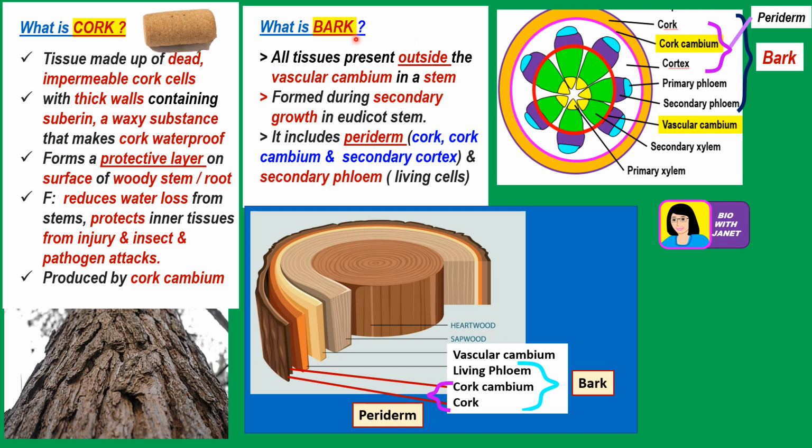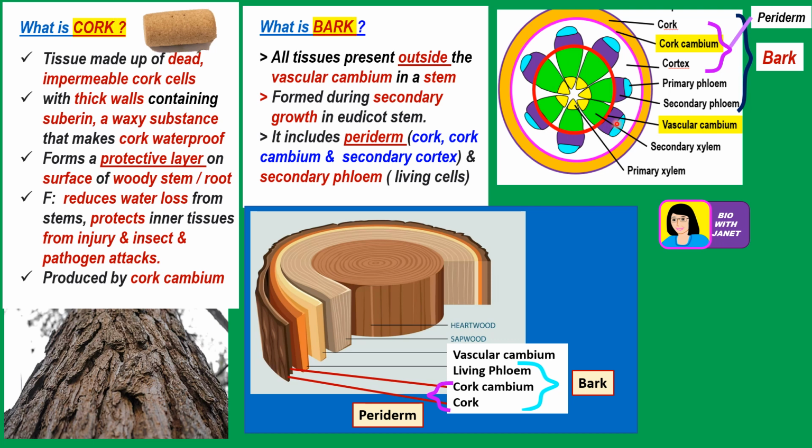So what is bark? Is bark the same as cork? Not exactly. Bark includes more than cork. It includes cork and other tissues also. Okay, so all the tissues present outside the vascular cambium in the stem are collectively called the bark.